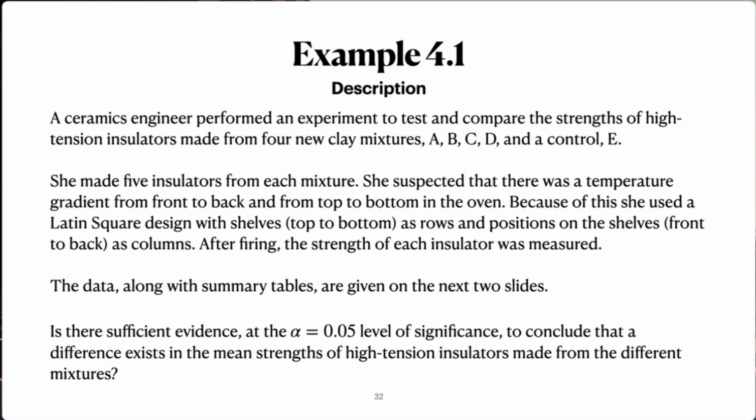So the question, at least the initial question, is: is there sufficient evidence at the 0.05 level of significance to conclude that a difference exists in the mean strengths of the high tension insulators made from the different mixtures?